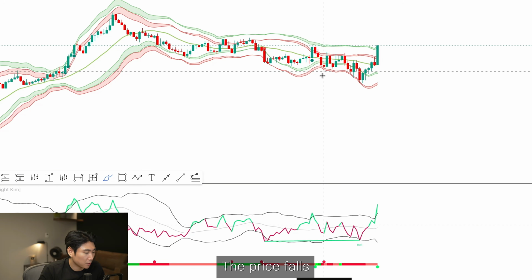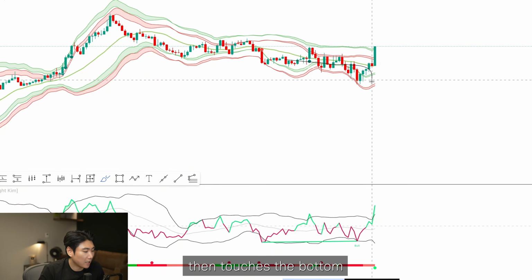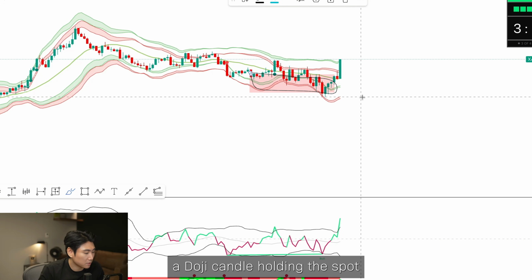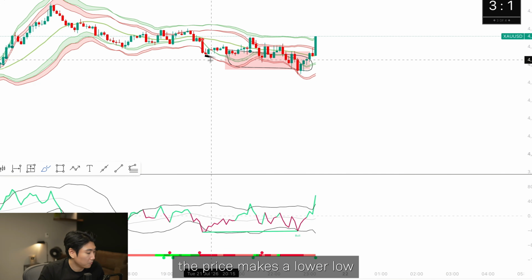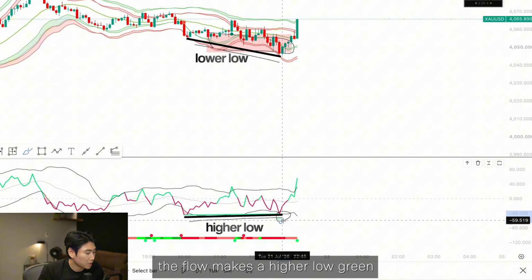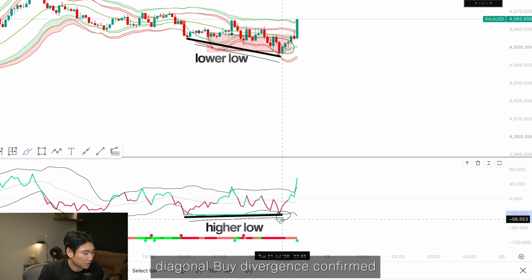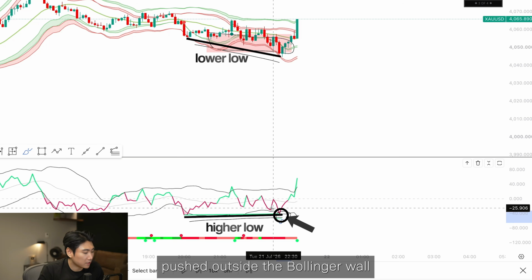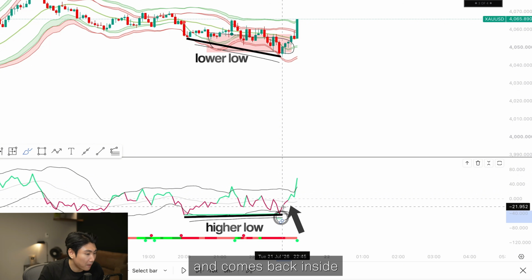Look at this chart. The price falls, then touches the bottom of the buy ribbon here. It closes with a doji candle holding the spot. Now look below. The price makes the lower low. The flow makes a higher low. Green diagonal, buy divergence confirmed. And on this low, the flow gets pushed outside the Bollinger Wall and comes back inside.